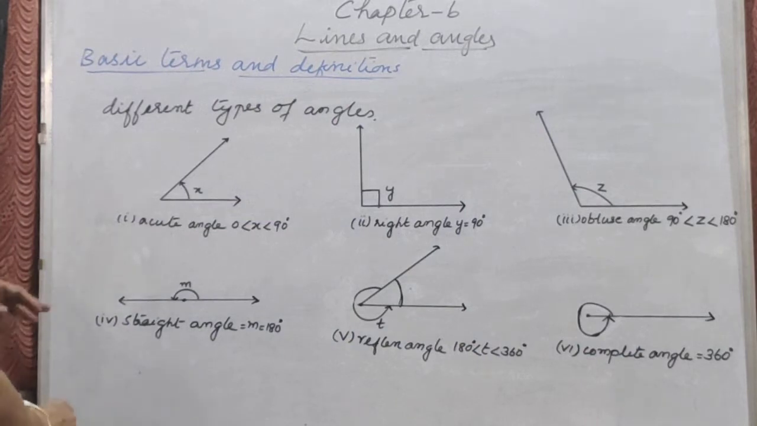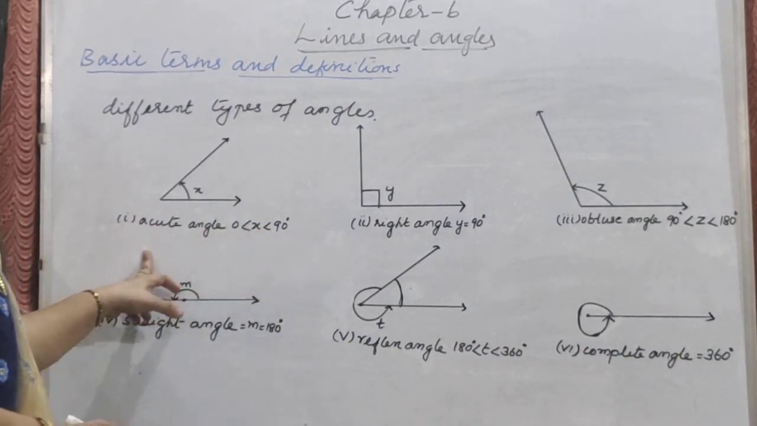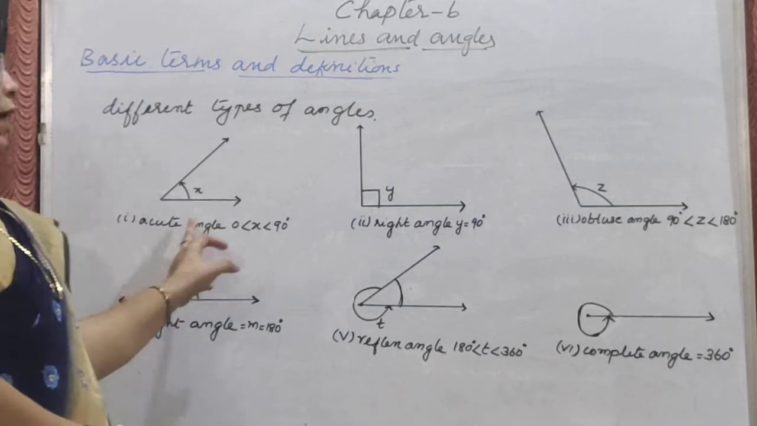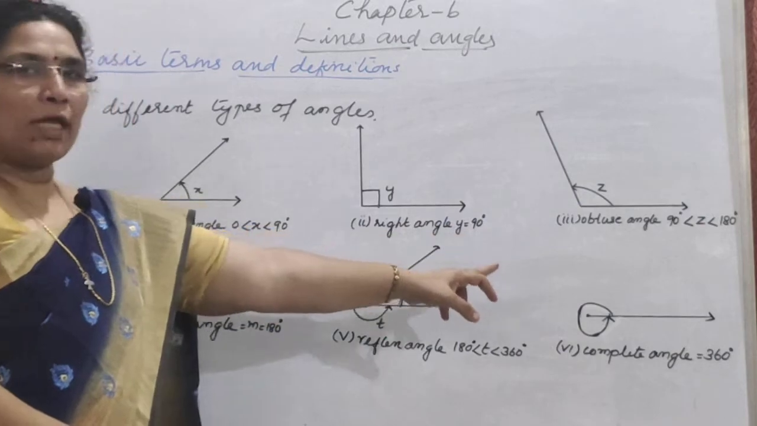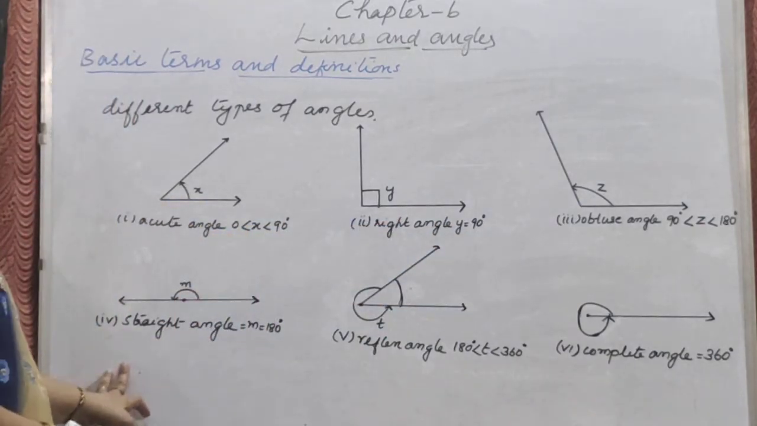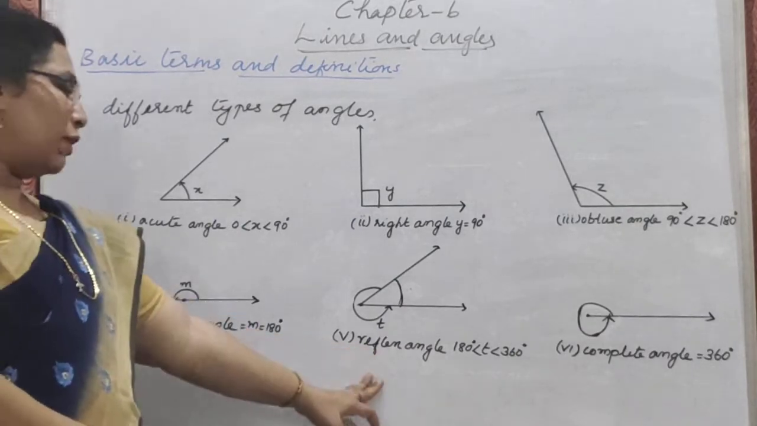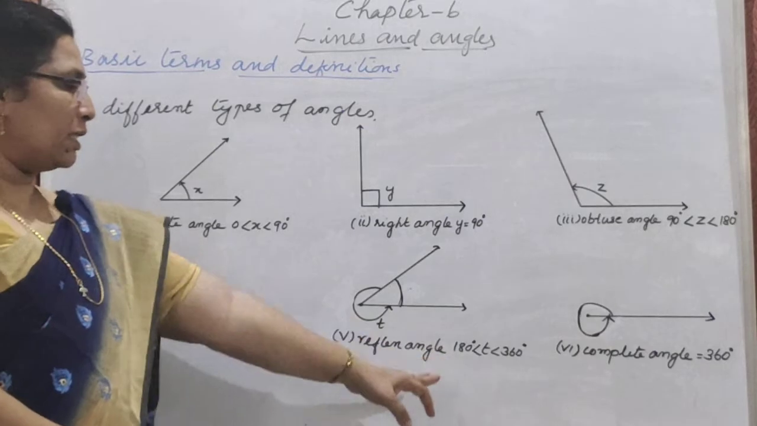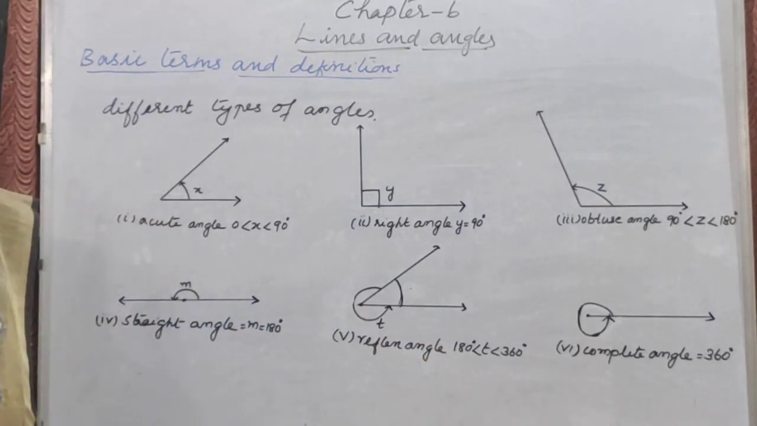I repeat once again: when the angle measurement is more than 0 and less than 90, the angle is called acute. When the value of the angle is equal to 90 degrees, it is called a right angle. When it is more than 90 and less than 180, it is called an obtuse angle. When the value of the angle is equal to 180 degrees, it is called a straight angle. Now the reflex angle varies between 180 and 360, and the complete angle is 360 degrees.